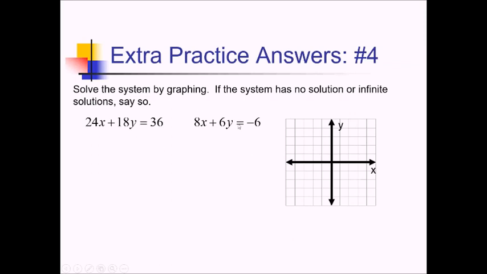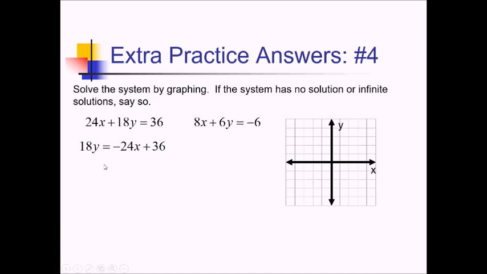To solve this system of equations by graphing, I first need to put these in a form that's easier to graph, such as slope-intercept form. So let me start by getting y all by itself on these. For this first one, I'll subtract 24x from both sides. So I have 18y equals 24x plus 36. Actually negative 24x because I subtracted it.